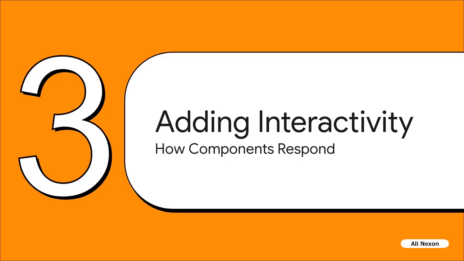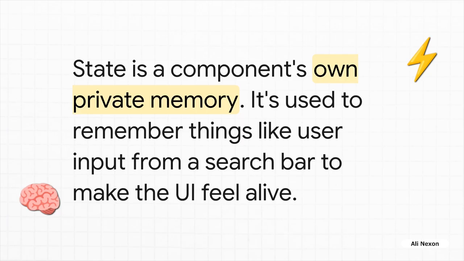Okay, final piece of the puzzle. We've got the look, we've got the data, but how do we make it do stuff? How does that search bar actually search? How do we make the page respond to the user? This is where state enters the picture. Now, if props are data passed down from a parent, state is a component's own personal memory. It's for things a component needs to remember all by itself, like what text the user has typed into a search box. And here's the really cool part. Whenever that state, that memory, changes, React is smart enough to automatically re-render the component and update the screen. That's the magic that makes it all feel interactive.